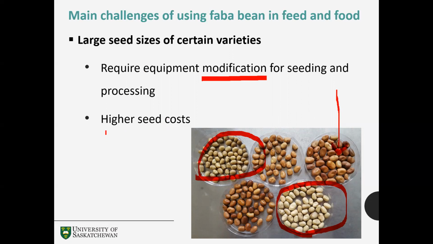And another issue associated with this is the higher seed cost, because for the same acre of the land, when we try to plant the faba bean with a larger seed size, which means we need to buy more seeds for planting, because usually the seeds are sold by weight, not by the number of the seed.